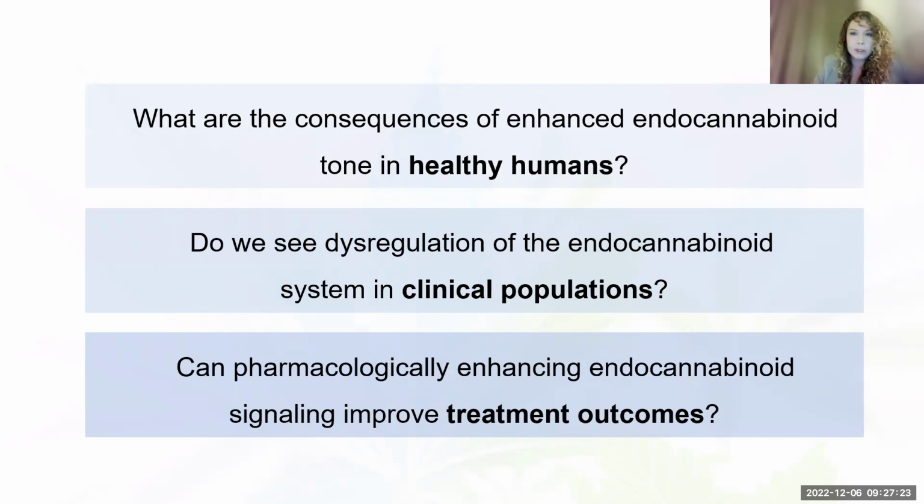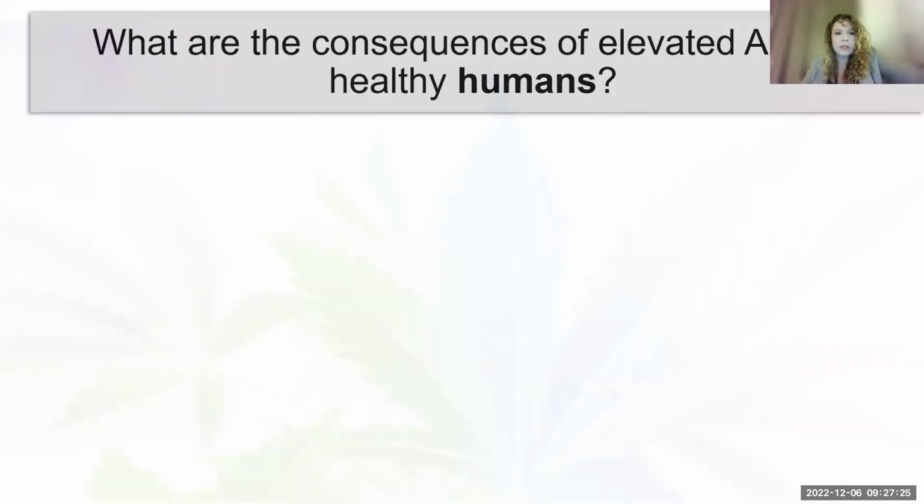And then I'll talk a bit about our attempts to pharmacologically enhance endocannabinoid tone to improve treatment outcomes in a clinical population. I'll go through the studies in the healthy humans a bit quickly because it's published data, so if you're interested in it, you can dig into it. But I will talk a bit about some of the structure of the tasks because we use those repeatedly. So the first thing we wanted to do was to see, what are the consequences of having more anandamide in healthy people?